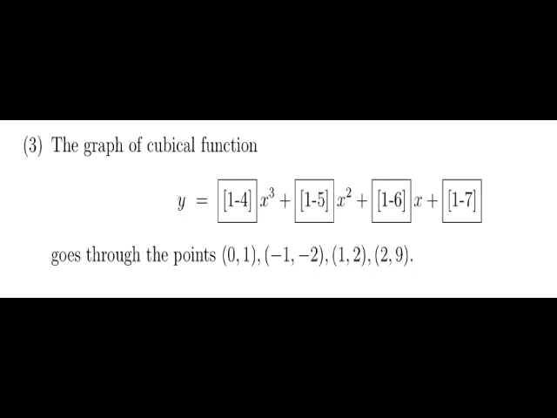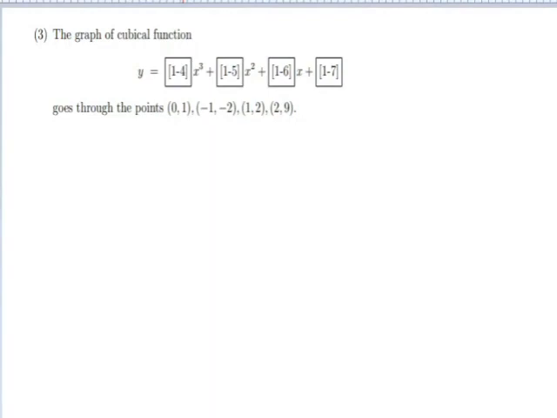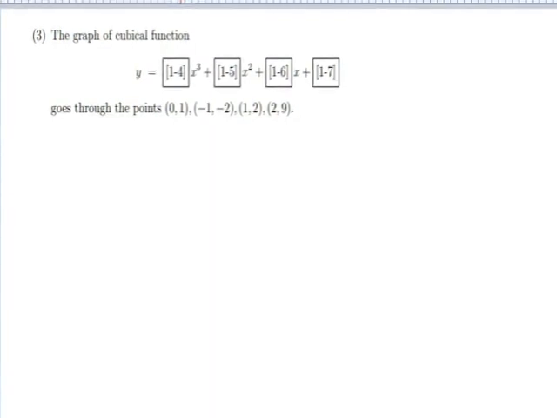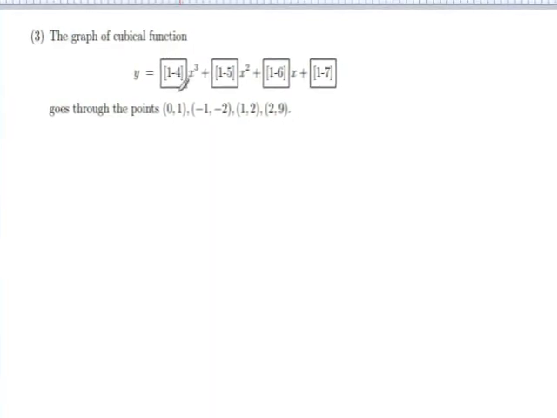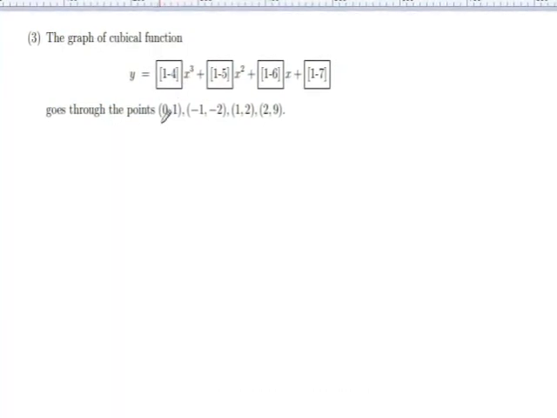So the graph of the cubic function y equals blank x cubed plus blank x squared plus blank x plus blank goes through the points (0, 1), (1, 2), (-1, -2), and (2, 9). So find the constants, the coefficients.